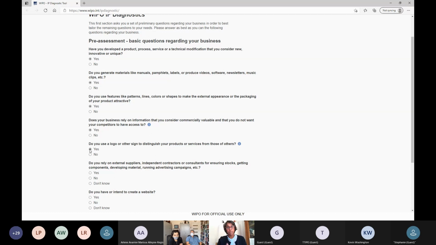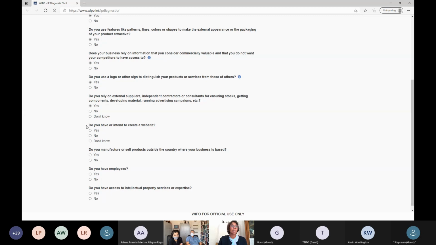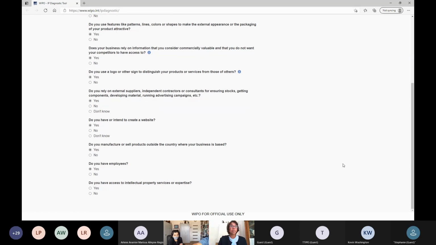Do you use a logo or other sign to distinguish your products or services from those of others? Yes. Do you rely on external suppliers, independent contractors, consultants, etc.? Yes. Do you have or intend to create a website? Yes. Do you manufacture or sell products outside the country where your business is based? Yes. Do you have employees? Yes. Do you have access to intellectual property service or expertise? Well, now you would probably have, with the IP office putting up all these services.